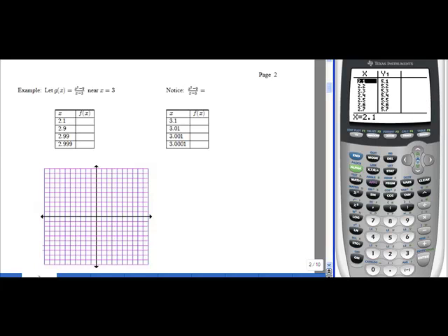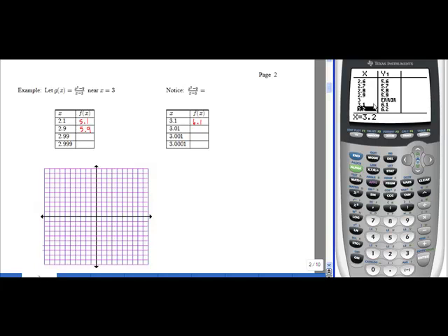So what this tells me is that at 2.1 I get 5.1, and if I scroll down, at 2.9 we get 5.9, and I'm also seeing that at 3.1 this is 6.1. Now notice right at 3 we get an error.